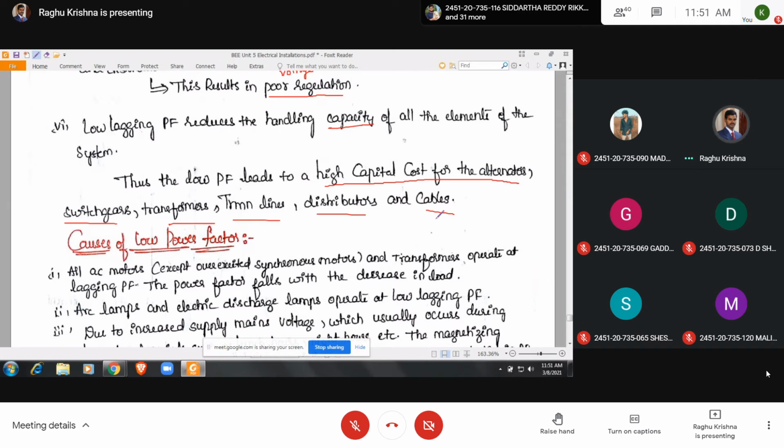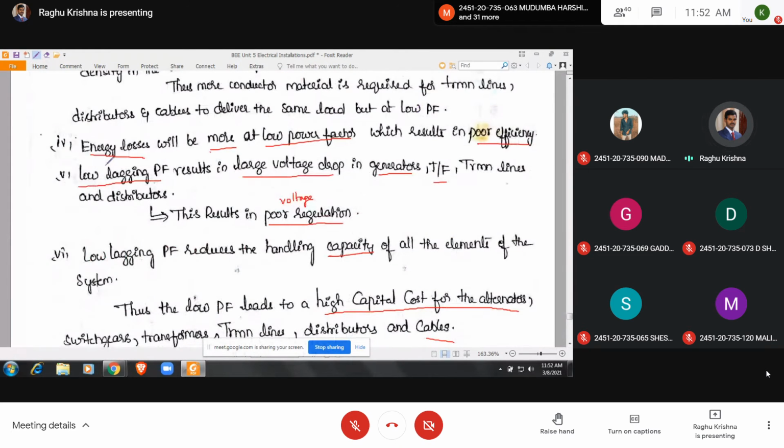So what are the disadvantages? For the same amount of power, if power factor reduces, we have to increase the current. So current increases for delivering the same amount of power. If current increases, we have to increase the size of the conductor, the thickness of the conductors. So it increases the cost. So high capital cost. Not only that, it reduces the efficiency due to increase in the losses. Energy losses will be more because of I square R.